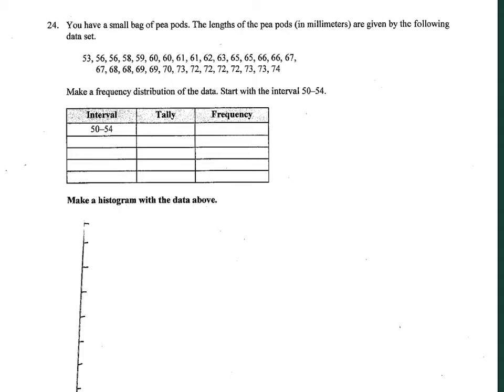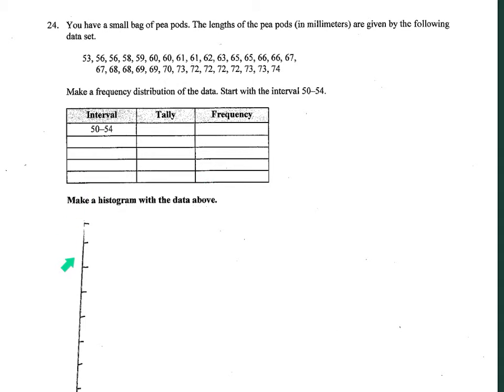Okay, last question, number 24. You have a small bag of pea pods. The lengths of the pea pods in millimeters are given in the data. So here's the length of the pea pods in millimeters. Make a frequency distribution data table here. Okay, so start with the interval 50 to 54, then create more intervals, and then make your tallies. How many times do we have 50 to 54, or how many times do we have this one? And then write down how many times they occurred. How many tallies did you get?